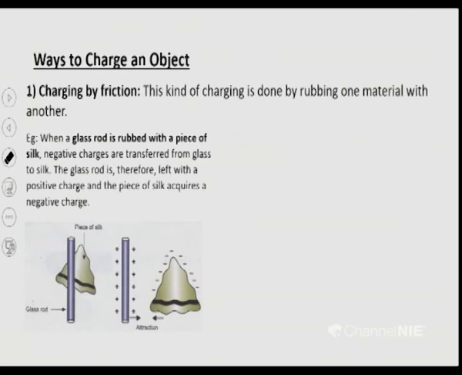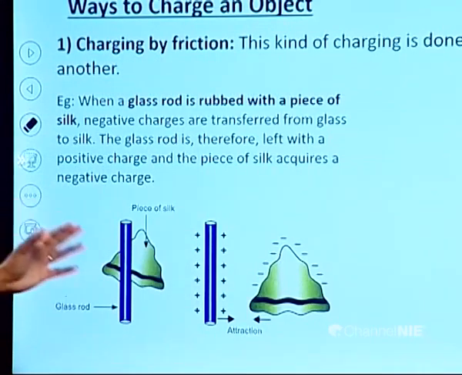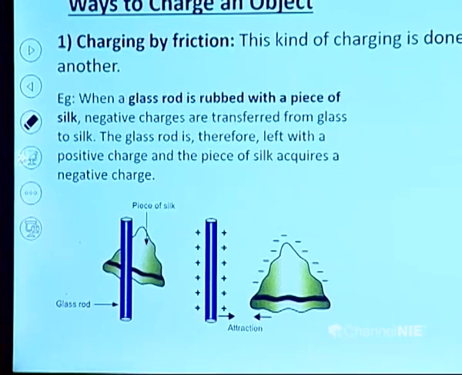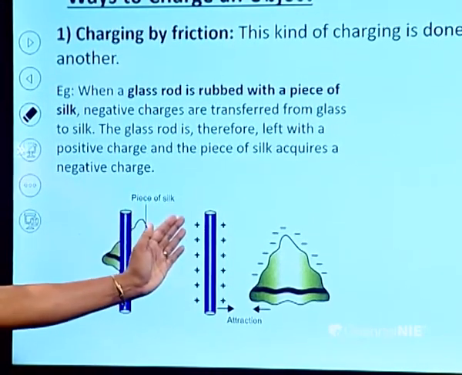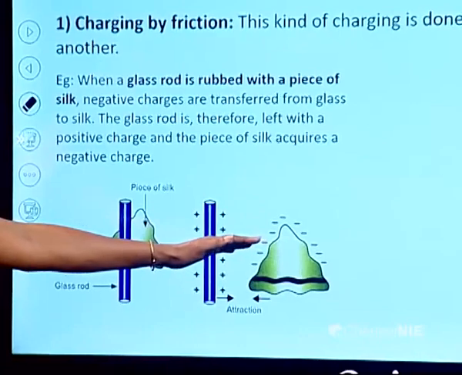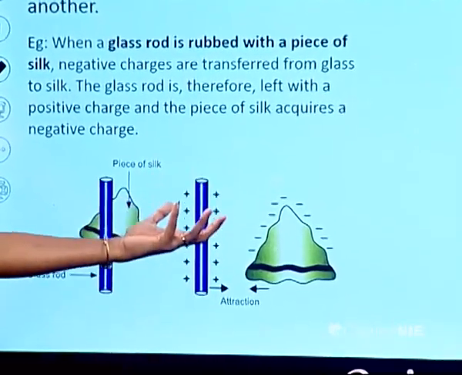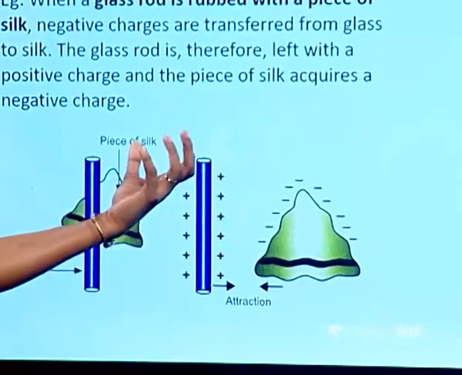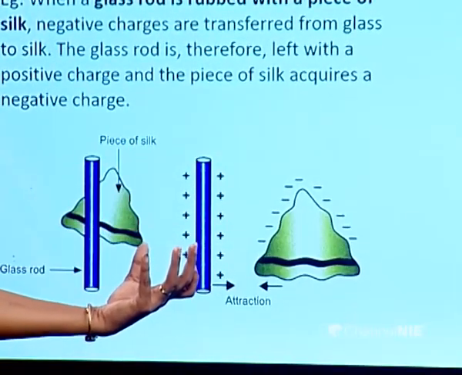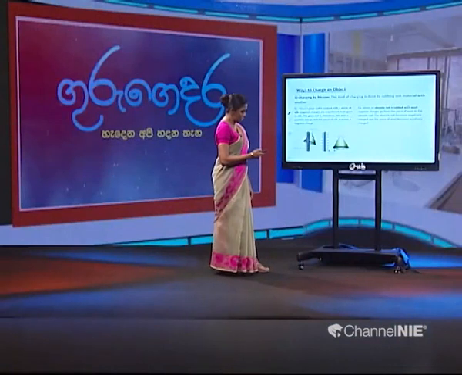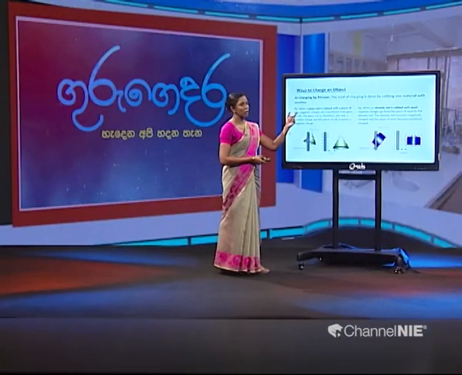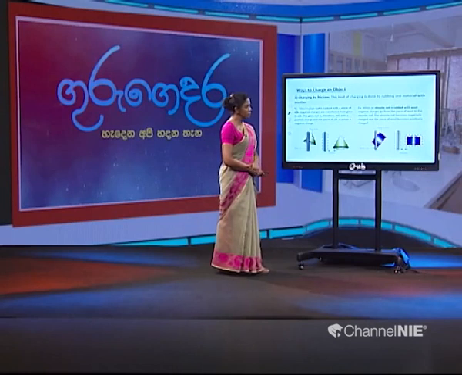For example, if you take a glass rod and you rub it with a piece of silk, what happened? Originally, both bodies, the glass rod and the piece of silk, are neutral bodies. Equal number of protons and electrons are there. But when you rub against each other, electrons flow from the glass rod into the silk, and as a result, the silk is left with an excess of negative charges, electrons, and the glass has a lack of negative charges. So, an excess of positive charges; we say the glass rod is positively charged, and the silk is negatively charged.